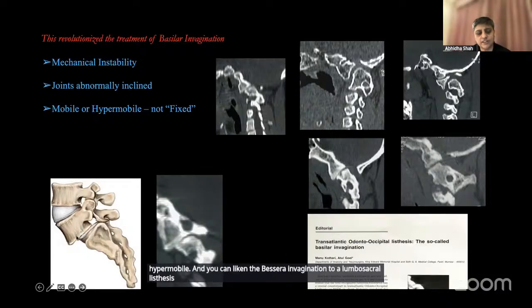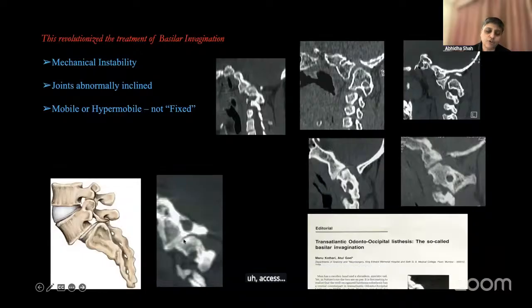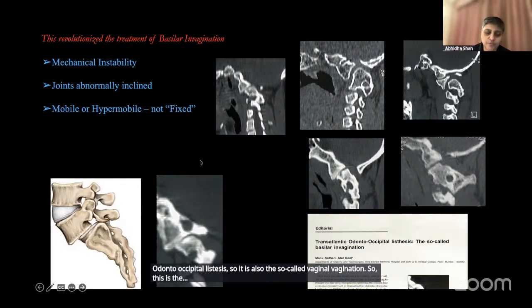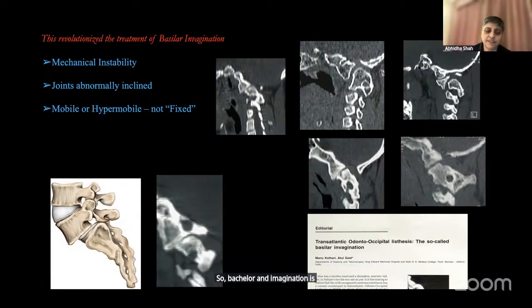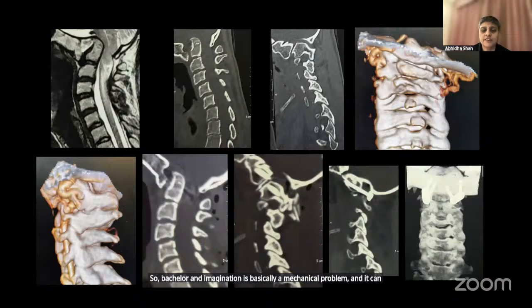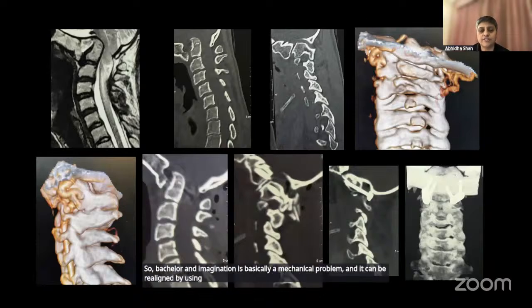So just like the L5 falls over the S1, here the atlas falls over the axis, and we like to call it the odonto-occipital listhesis. So it is also the so-called basilar invagination. Basilar invagination is basically a mechanical problem, and it can be realigned by using distraction and fixation. So this is a patient that I've done recently.